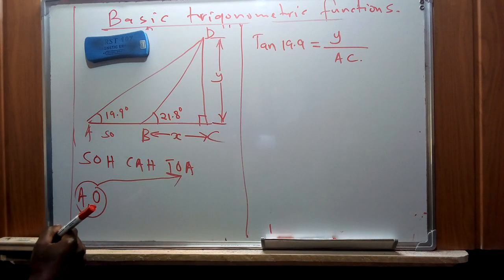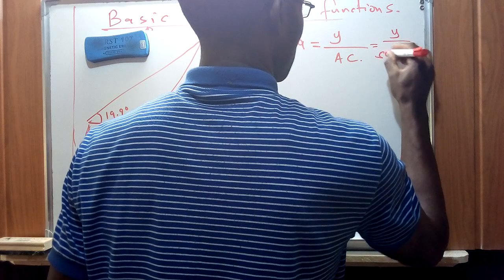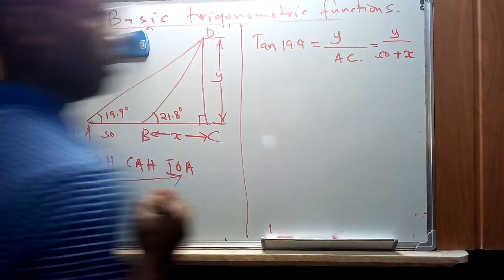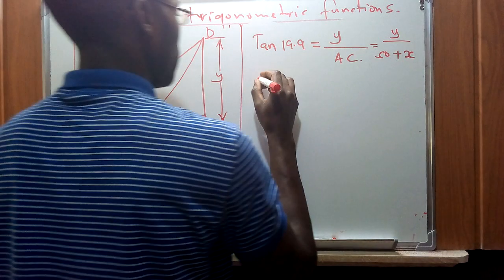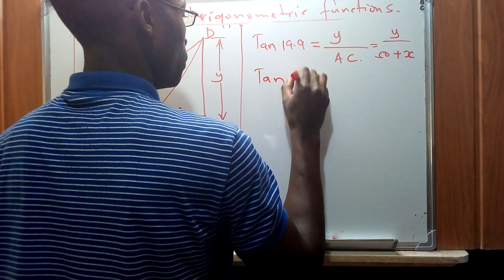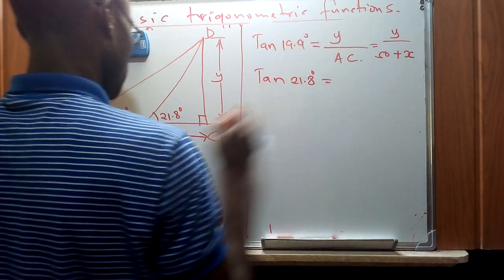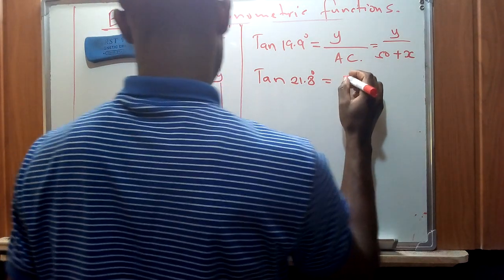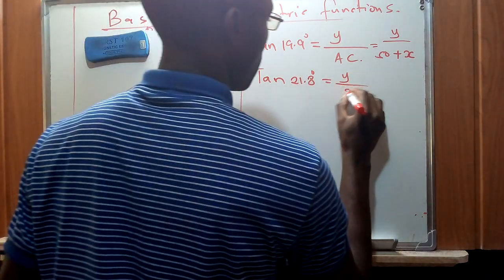So therefore it's going to be y over 50 plus x, bearing in mind that the distance is going to be in meters. So that's our first relationship. And then the second relationship we're going to have is tan 21.8 equals, both of these are in degrees, y over x.